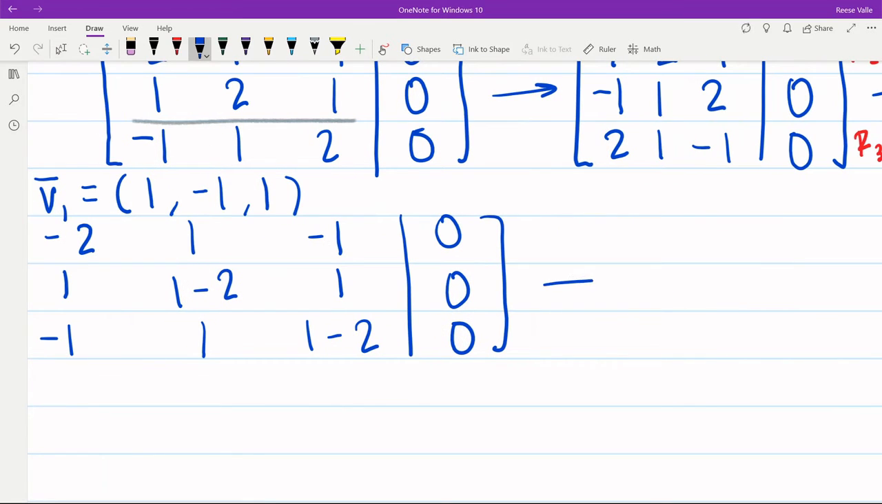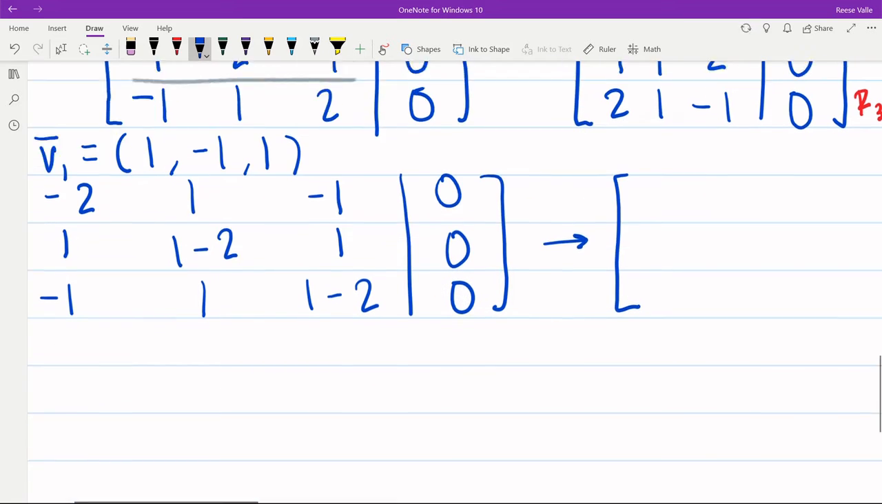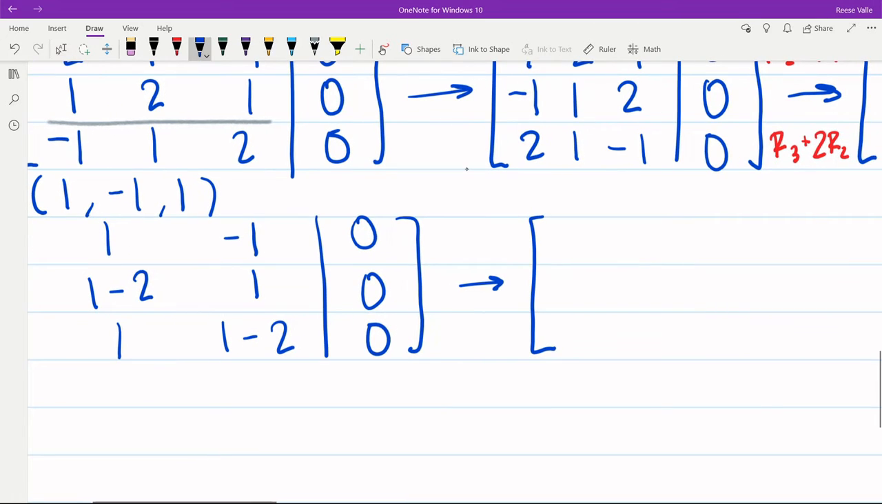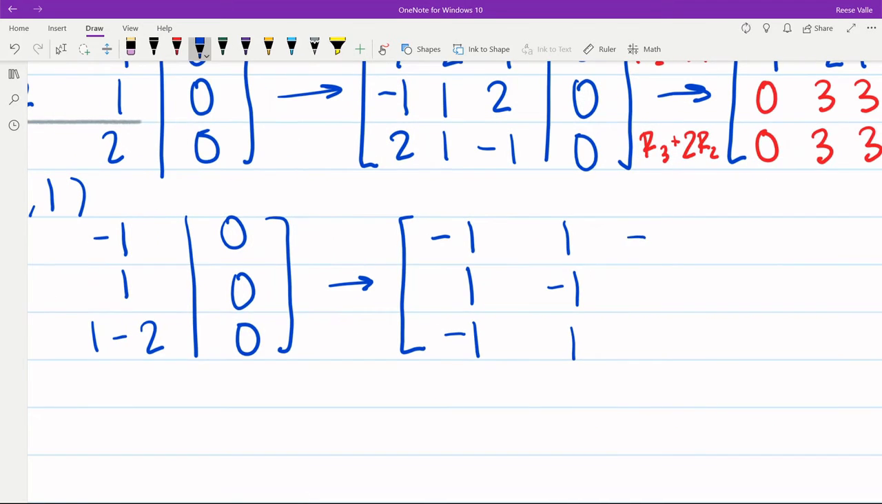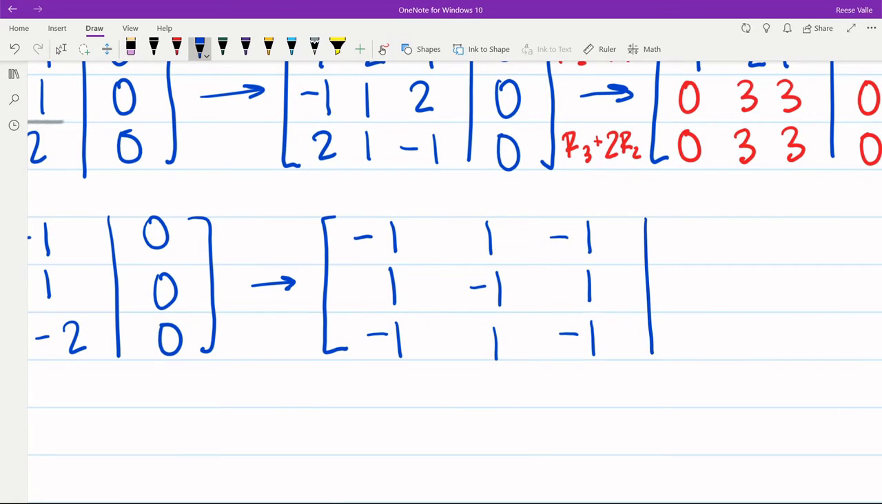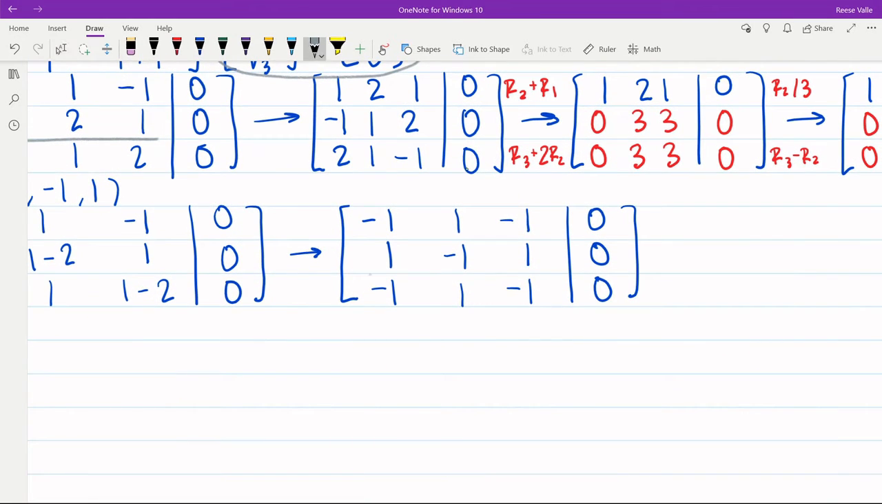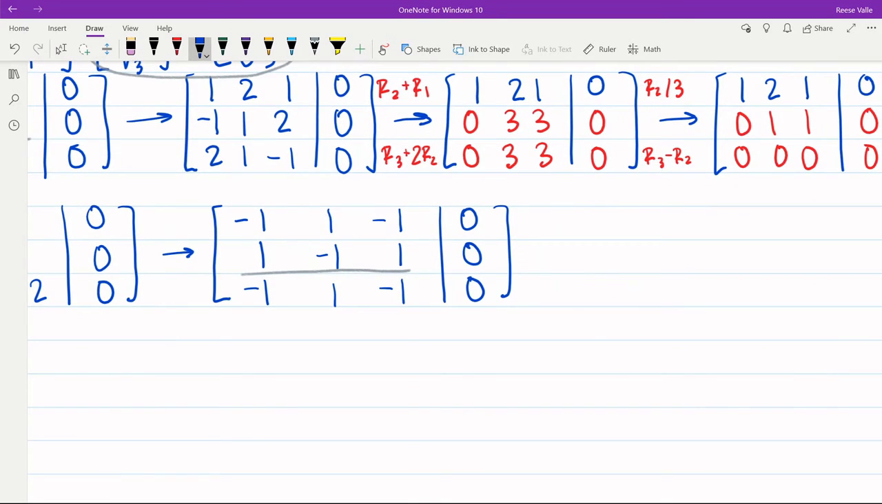And more reduced row echelon stuff. And then it's going to turn negative 1, 1, negative 1, 1, negative 1, 1, negative 1, 1, negative 1. And then this one's super easy, because obviously you can see that the first term, or the second term, I'm going to switch that into the first row.